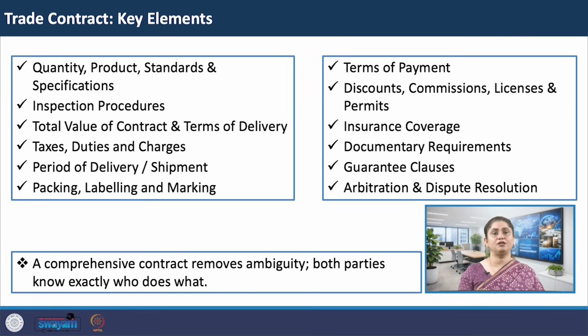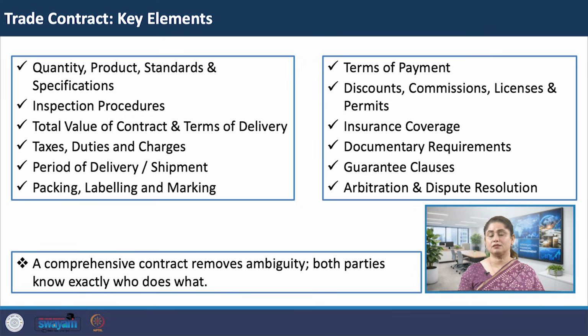Fifth is period of delivery and shipment. When exactly the goods must be delivered or shipped. Sixth is packing, labeling and marking. How goods must be packed to survive transit, and labeling for customs purposes.